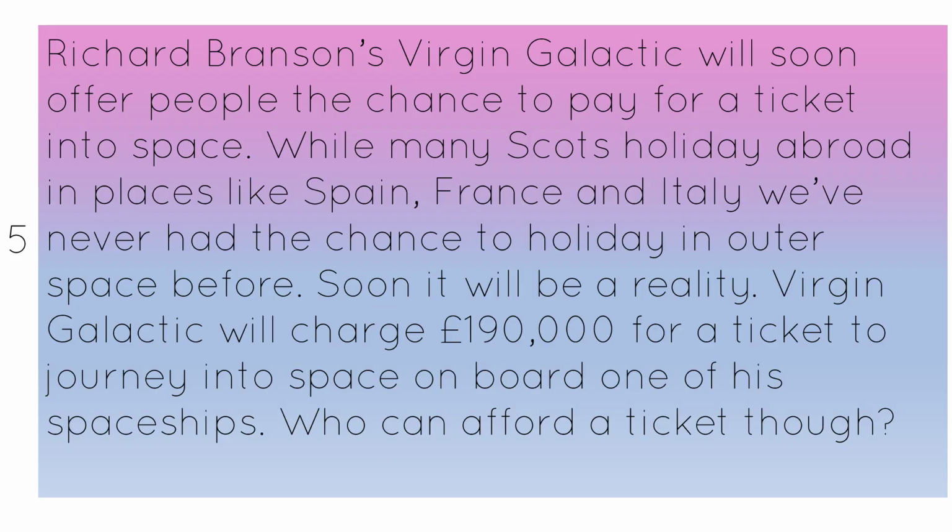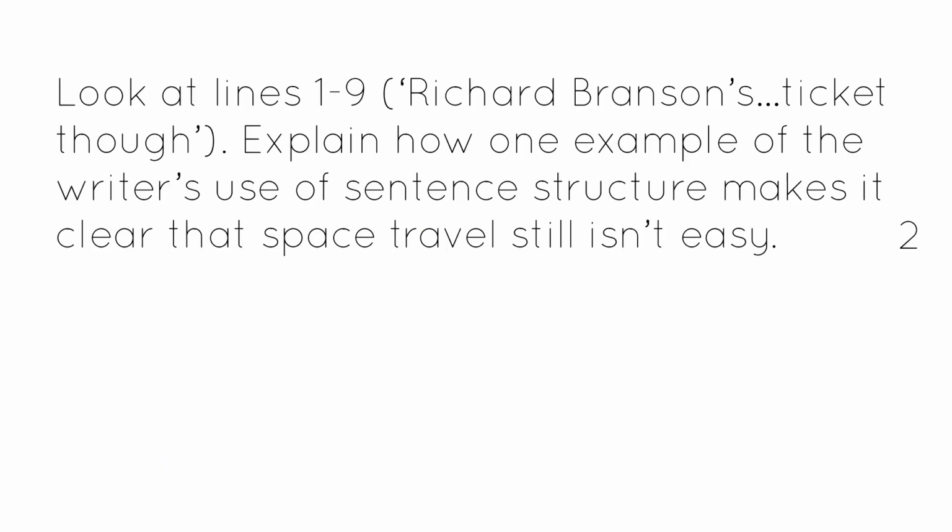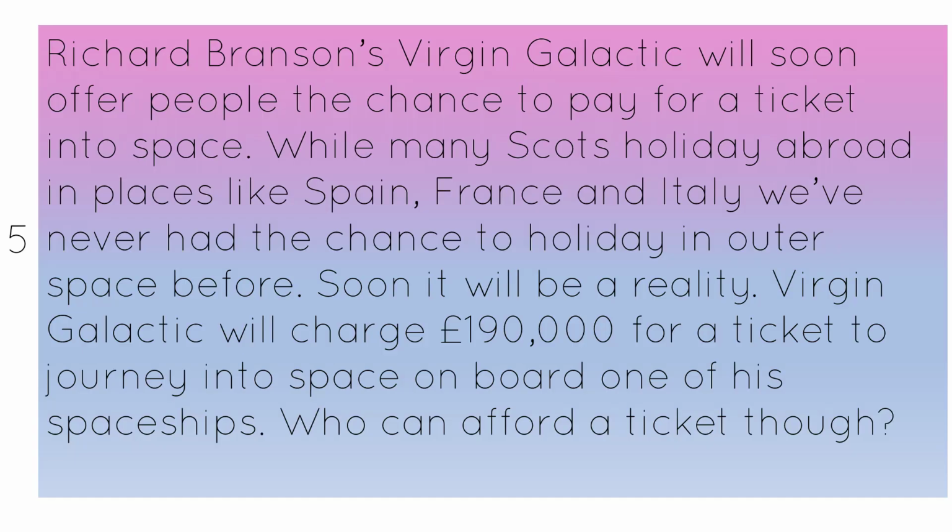So, change of topic, we're moving away from climate change. This is into space travel or space tourism. And if we're looking at a question, it would look something like this. Look at lines 1 to 9. Explain how one example of the writer's use of sentence structure makes it clear that space travel still isn't easy for 2 marks. Now, there are a few techniques in there.